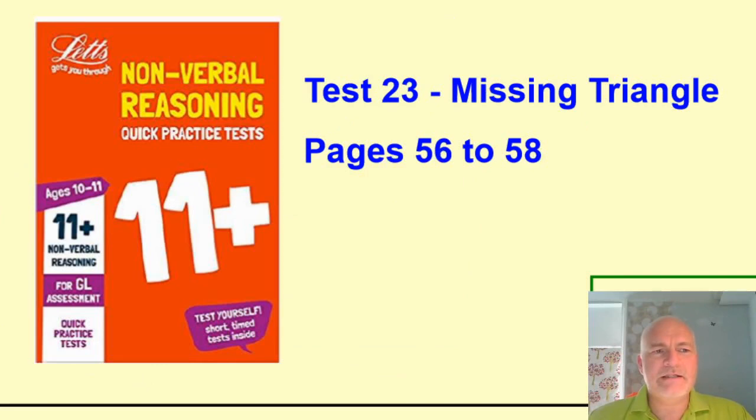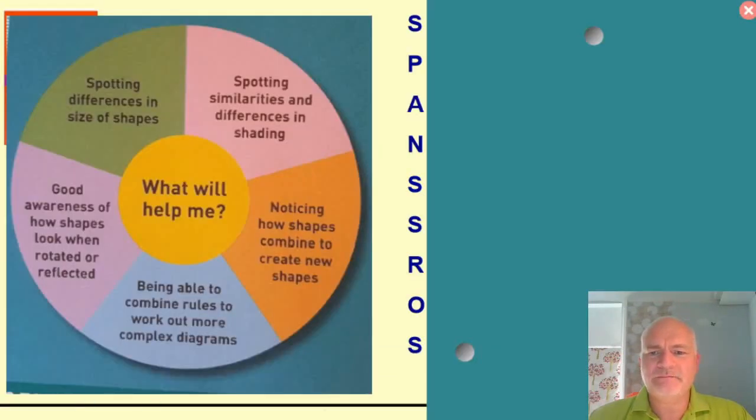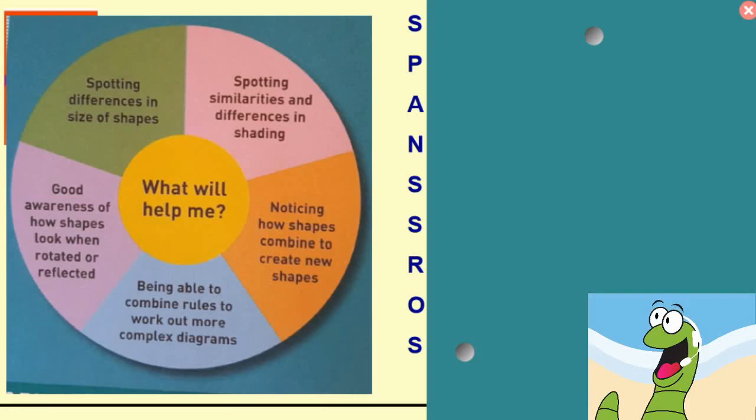Before we delve into it, I'm just going to put Billy up so that I don't distract you, and we can just concentrate and focus on what we're doing. There we go. So, a few things to think about. Spotting similarities, shade differences in shading, shapes combined to create new ones, being able to combine rules to work out more complex diagrams, good awareness of how shapes look when rotated or reflected, and spotting differences in side shapes.